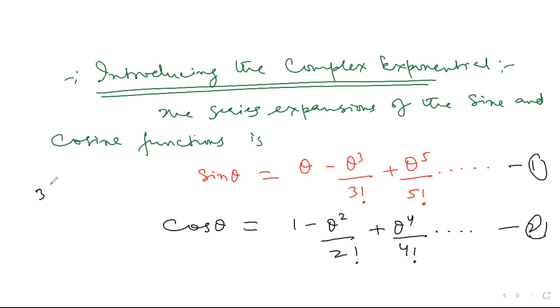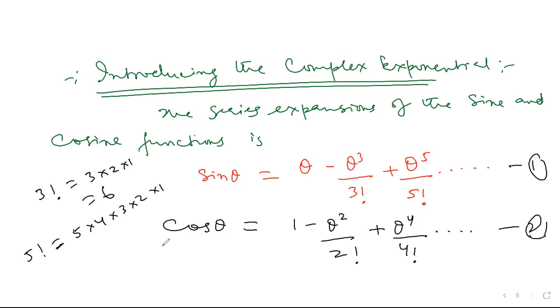And you know the idea of factorial. 3 factorial means the product of first 3 natural numbers, that is 3 into 2 into 1, which is 6. Similarly, 5 factorial is the product of first 5 natural numbers, 5 into 4 into 3 into 2 into 1 and so on. In general, n factorial is the product of first n natural numbers, right?